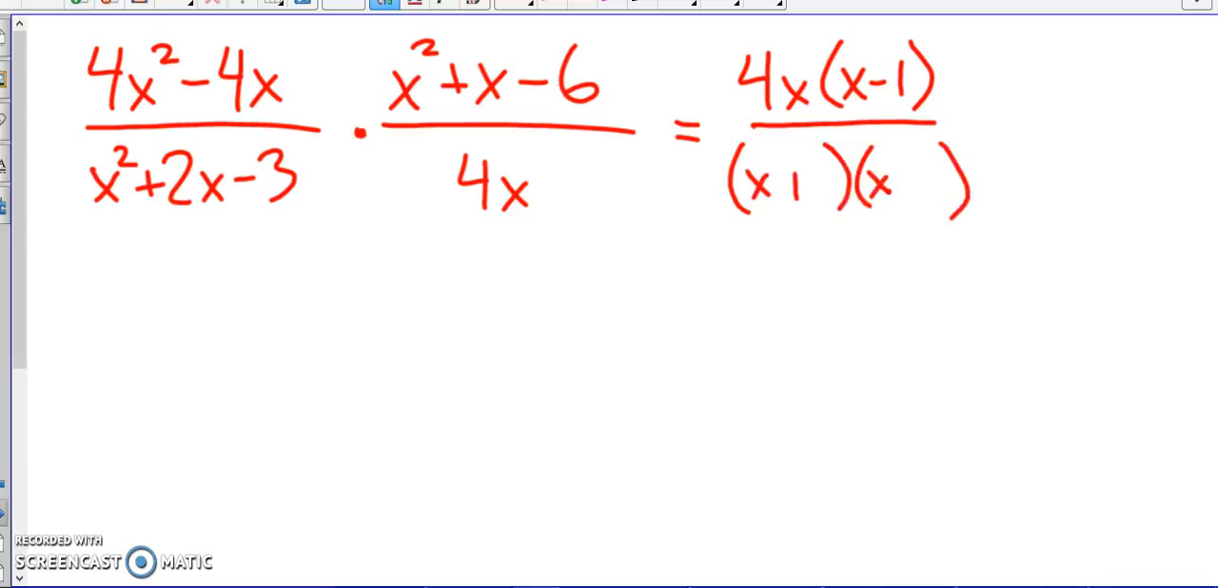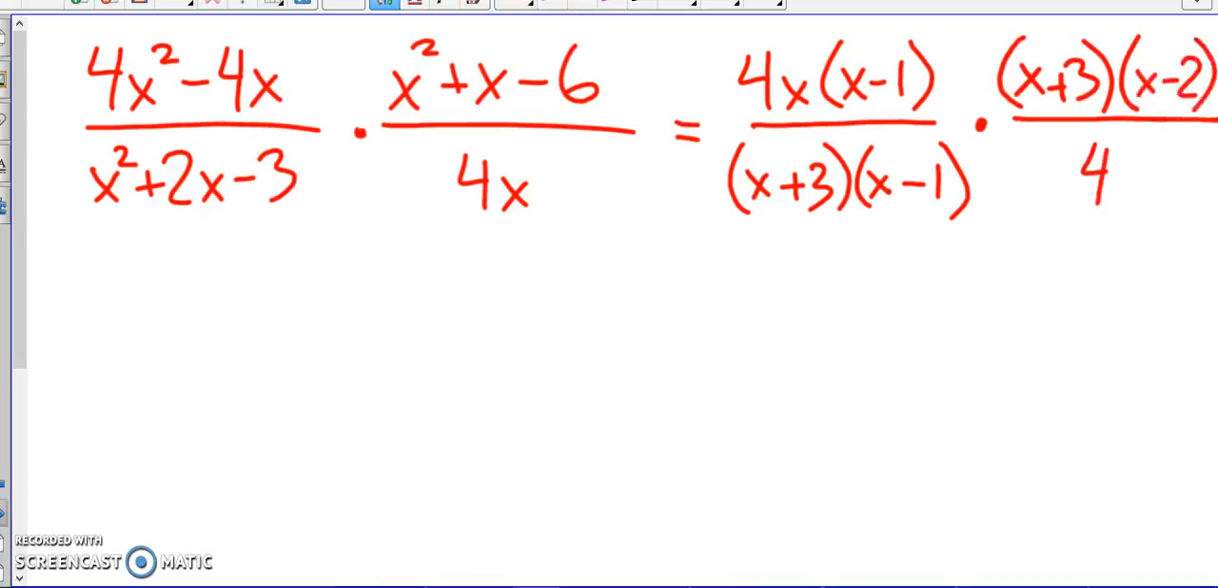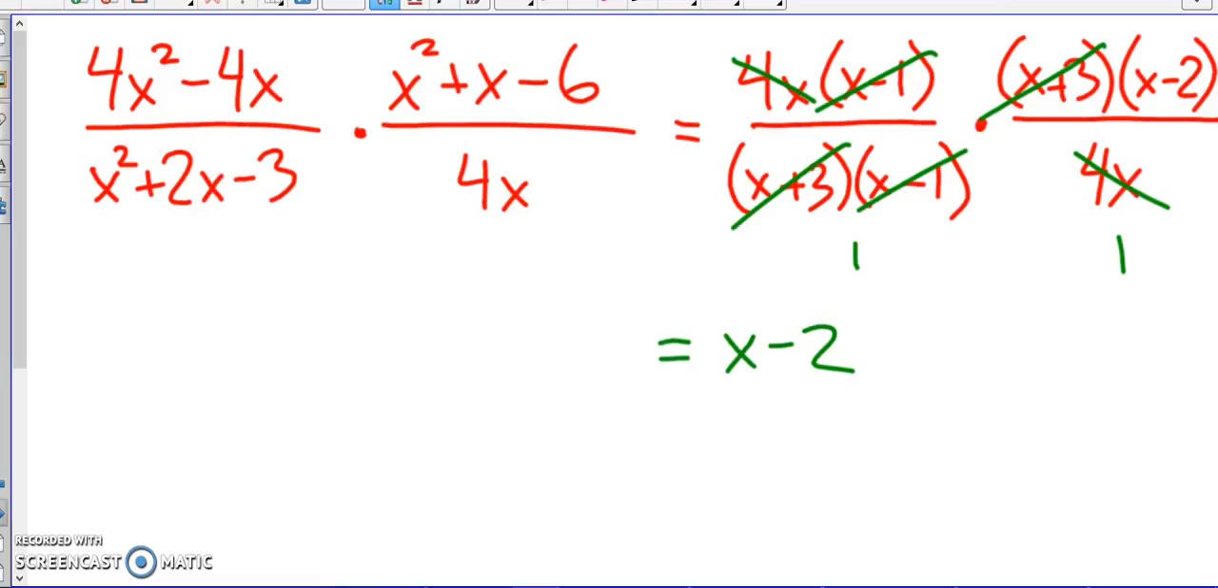This next part's going to be x plus 3 times x minus 1. When you factor it, then you'll have x plus 3, x minus 2, and a 4x. So let's observe. 4x and 4x cancel. x minus 1, x plus 3. And notice down here I'll have a 1 and a 1. And if it's divided by 1, that 1 on the bottom really doesn't matter. And so really all I have left is x minus 2.